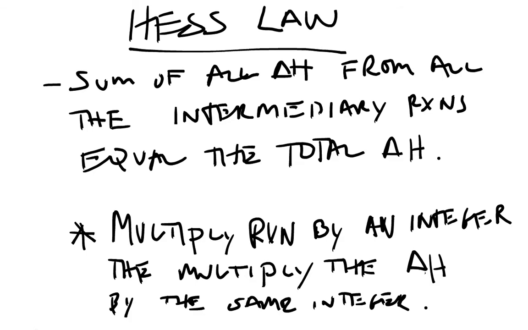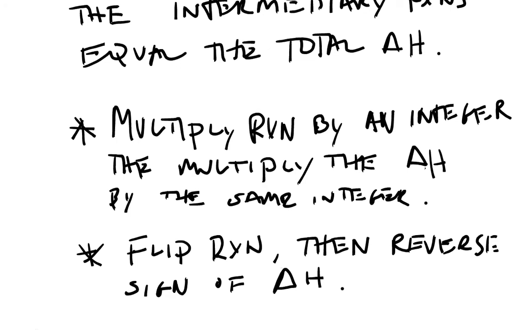Hess's law has to do with the sum of all delta H's from all the intermediary reactions, and the sum of all those equal the total delta H for the entire reaction. In order to figure out the total delta H, sometimes you multiply reactions. When you multiply a reaction, you have to multiply by an integer to get the final delta H. And then sometimes you have to flip reactions, and when you flip them, you have to reverse the delta H. When you do that, you can add all the terms together, and then you'll get the final delta H.